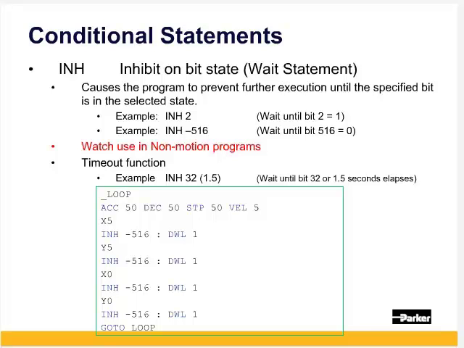You could use IHPOS P4096 (3, 0), and it would be waiting for P4096 to be greater than 3, so both bits 0 and 1 are turned on. There is also an optional timeout, such as INH32 (1.5), which would wait until bit 32 turns on or 1.5 seconds has elapsed.